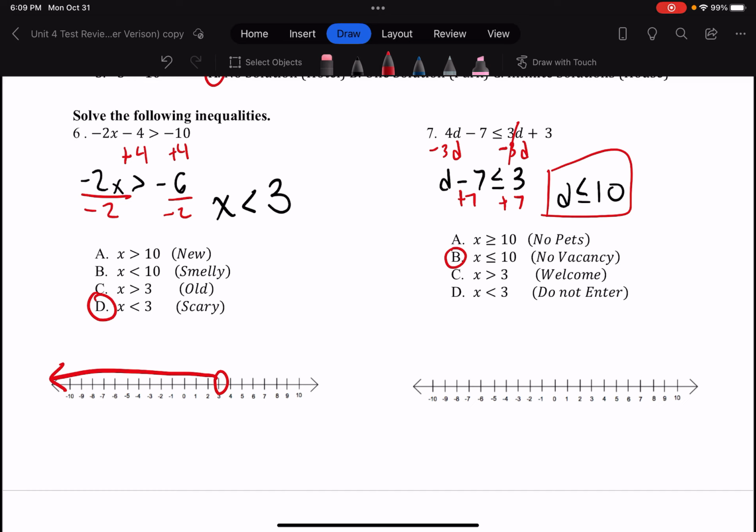Guys, our variables are interchangeable here. I apologize that I did not keep the variables consistent on my answer choice here. But if it is less than or equal to, this is going to be a closed circle solution. That means it contains the value of 10. Unlike number 6, it does not contain the value of 3. So it can be 2.99999 repeating, but it's not going to be the value of 3. That's not a solution to that inequality for number 6. But for number 7, it can be 10 and any number below 10. So everything to the left.